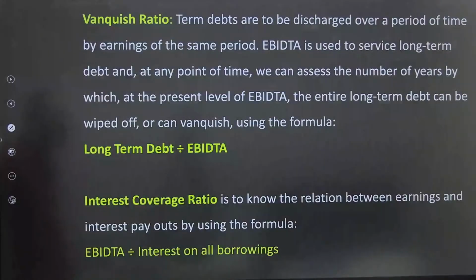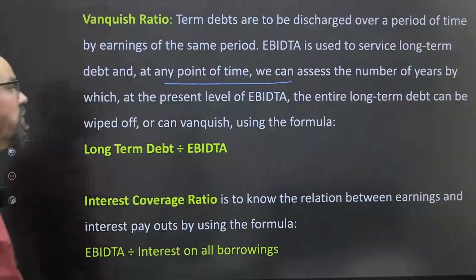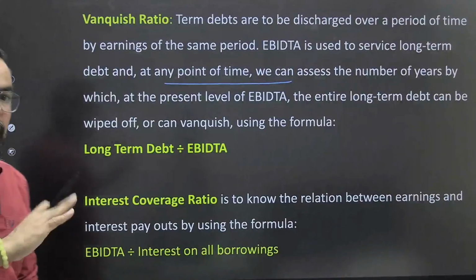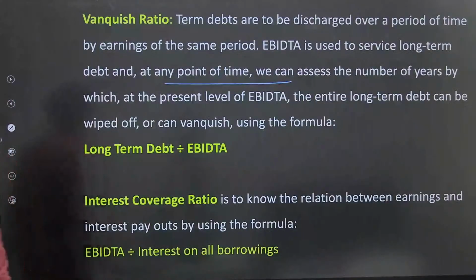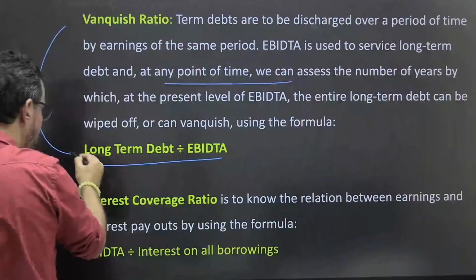Bankus ratio, this is something like an overall profitability measure. Term debt is linked with the overall solvency. Term debt is to be discharged over a period of time by earnings of the same period. EBITDA is used to service long-term debt, and at any point of time we can assess the number of years by which, at the present level of EBITDA, the entire long-term debt can be wiped off. That is, with the current numbers, how long it will take to repay the entire debt. So it is long-term debt divided by EBITDA. It is called the Bankus ratio.